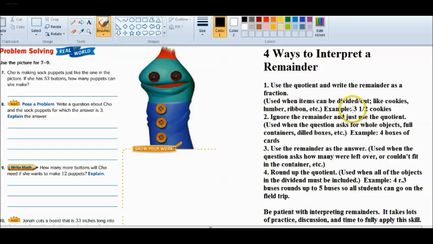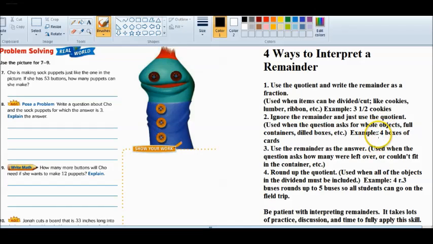So, like today, an example might be 3 1/2 cookies, because you can certainly cut a cookie in half and eat it. Another way is to just ignore the remainder and use the quotient, or the whole number part of our answer to our division problem. This is used when the question asks for whole objects, like today, how many whole cookies could you eat if you were sharing 3 cookies with your friend? Sometimes questions would say, how many full containers would you be able to get when you're filling containers, or filled boxes, etc.